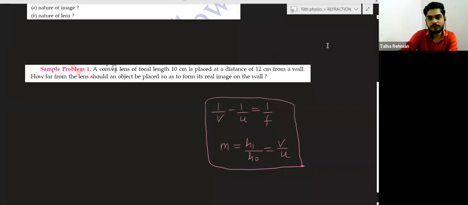Okay, so see this numerical. They are saying: a convex lens of focal length 10 centimeter is placed at a distance of 12 centimeter from a wall. How far from the lens should an object be placed so as to form its real image on the wall?